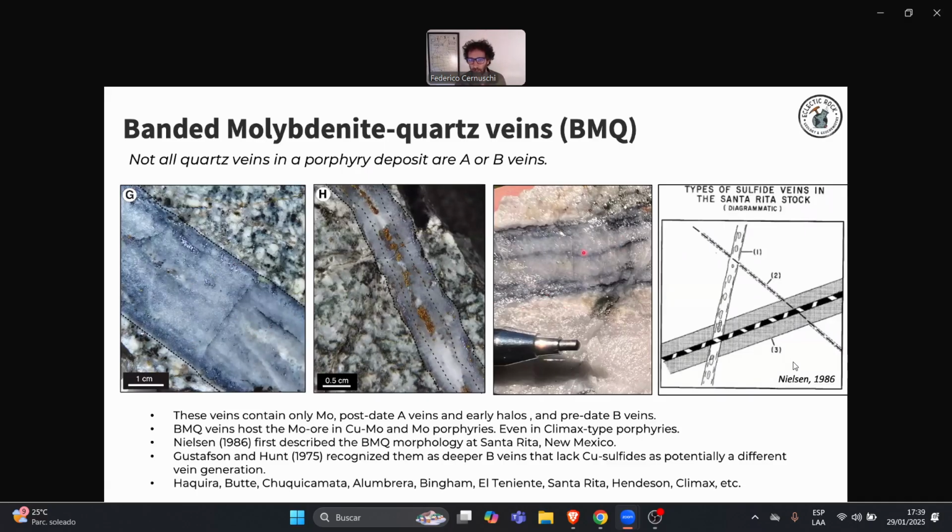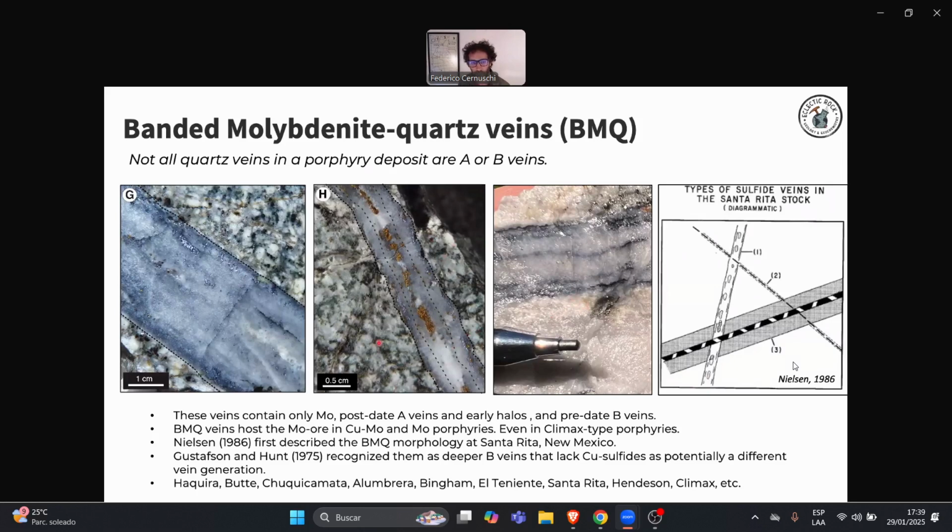Even this one from Climax, which is called railroad track moly or something like that, has the same morphology and a very similar timing with alteration halos in those deposits too. So I would say that these moly porphyries are also of the early halotype family.